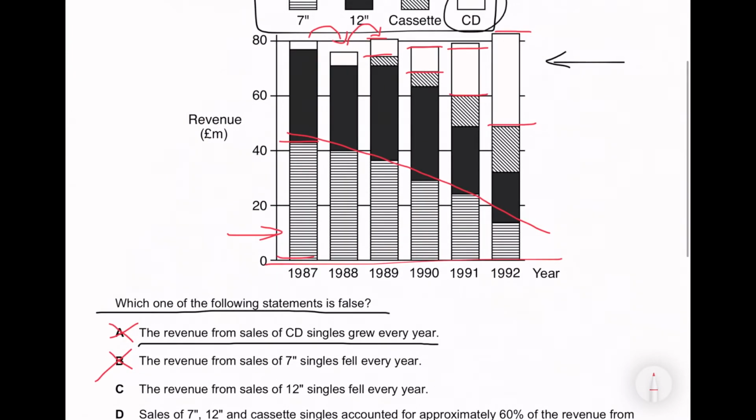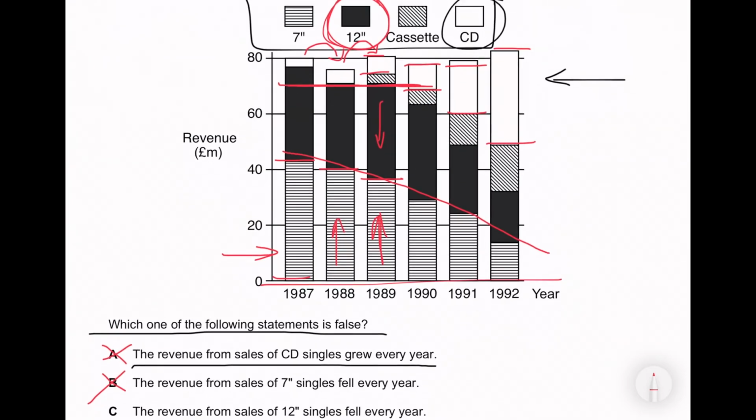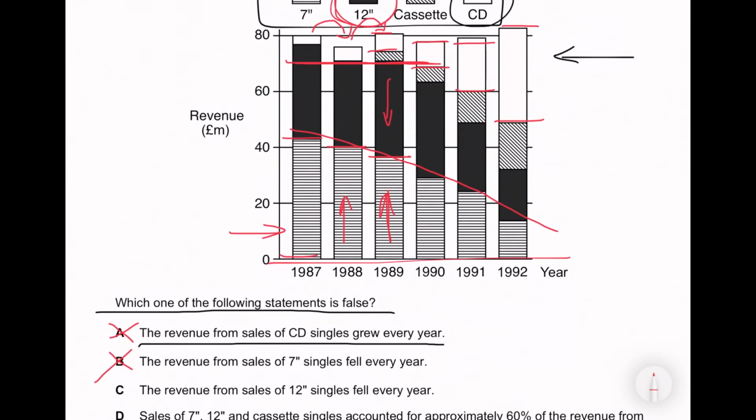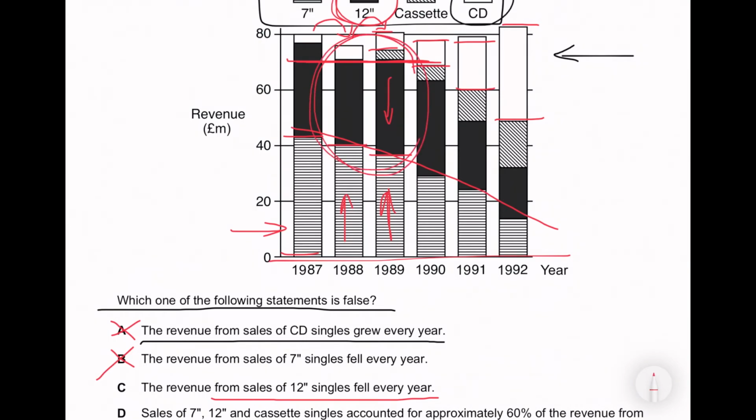Let's see here. I'm just looking between 1988 and 1989. And you can already see that even though the tops of these bars are in the same place here, the bottom shows that between 1988 and 1989, these sales actually grew, right? Because the solid black shaded section representing the 12-inch singles shows that the sales actually increased. So the revenue from the sales of 12-inch singles did not fall every year. It actually increased in at least one of the two years here, between 88 and 89.